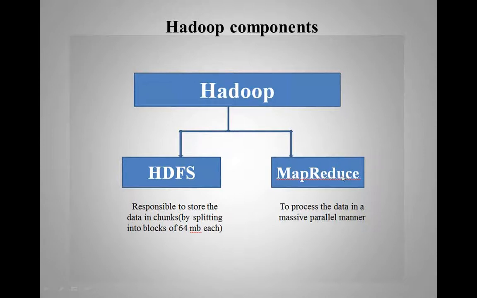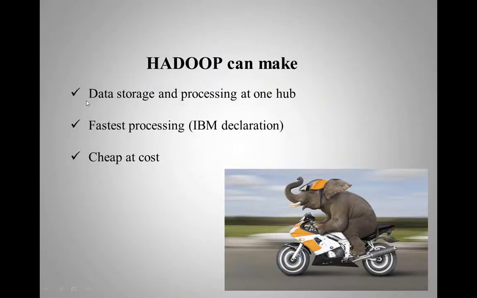So all your 4 drawbacks will be overcome. And this is what I've been talking about: data storage and data processing at one hub. That is nothing but your cluster, where it is the fastest processing. Well, this is not Vignesh boasting about Hadoop.